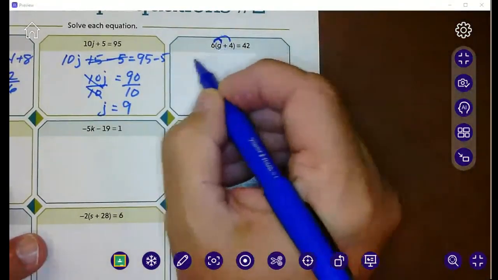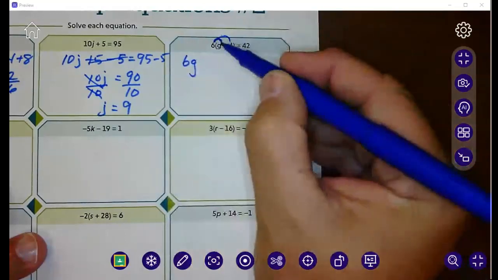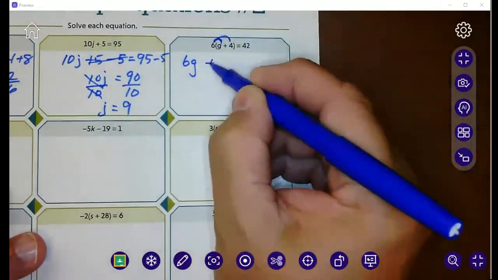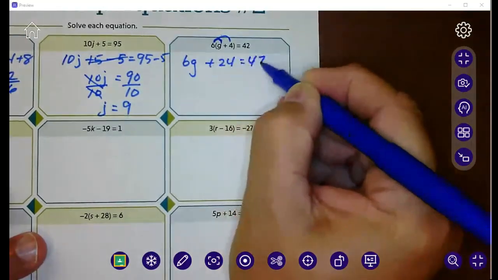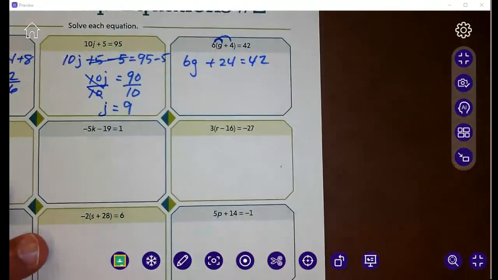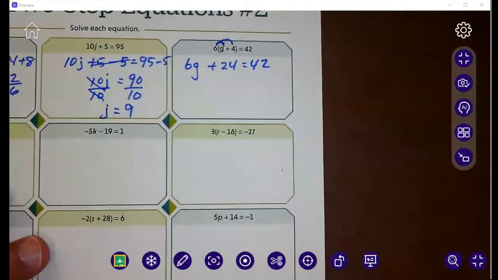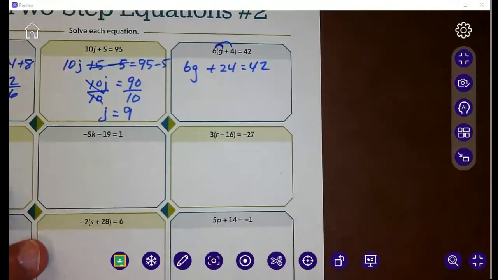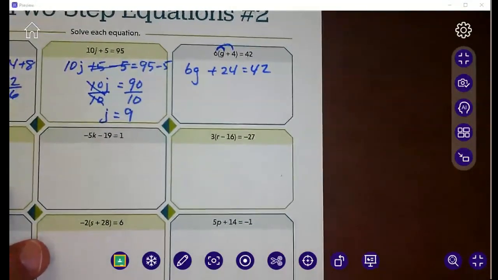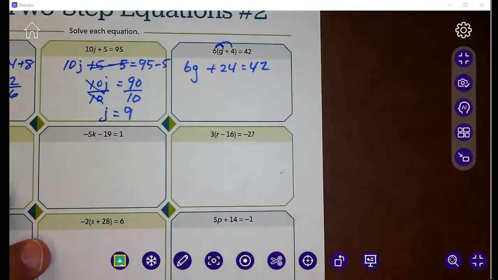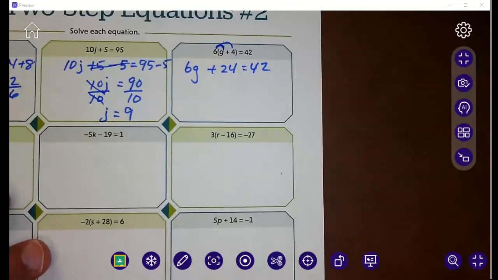So 6 times G is 6G. And 6 times 4 is 24. So we take that 6 and distribute it over each term inside the parentheses. 6 times G, 6 times 4. Just like we were doing earlier today, we can't add G and 4. If that were G plus 4G, we could add those together. But we can't add G and 4 because those terms are not like terms. They have to have the same variable to the same power, and the 4 doesn't have a G with it.